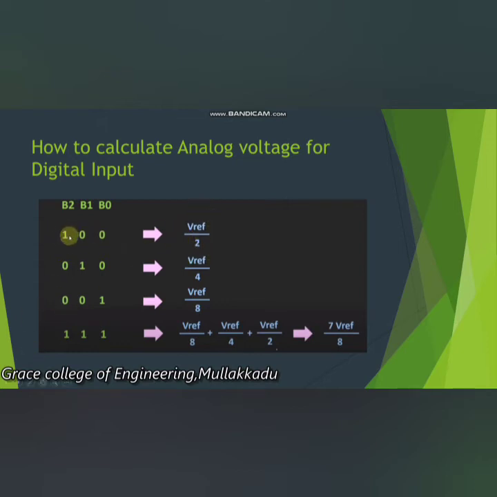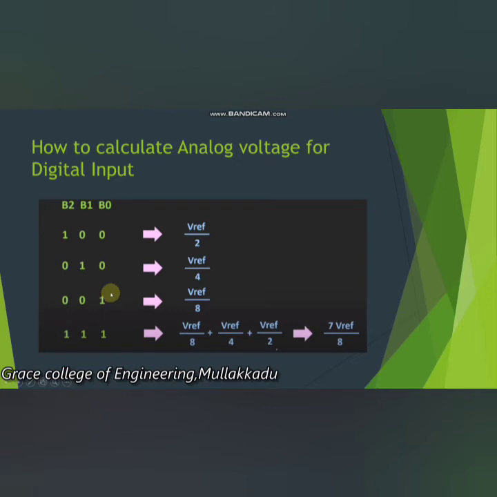Since this is the only bit which has 1, 1 into V reference by 2 will be taken as the output. For this input, B1 is 1. Therefore, we have to take V reference divided by 2^2, that is V reference divided by 4. For this, only this bit is 1. This is the lower order bit. Therefore, it should take the value V reference divided by 2^n, here 2^3, so we have V reference divided by 8.